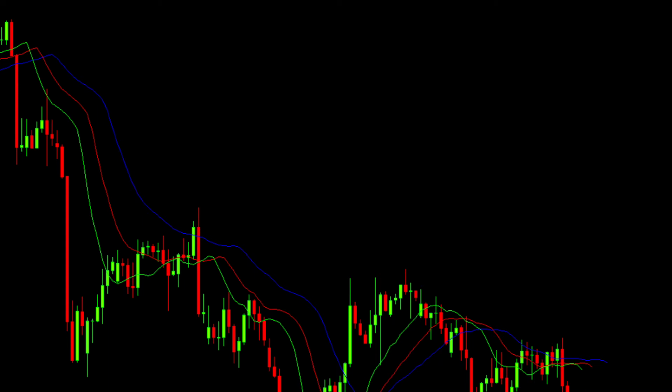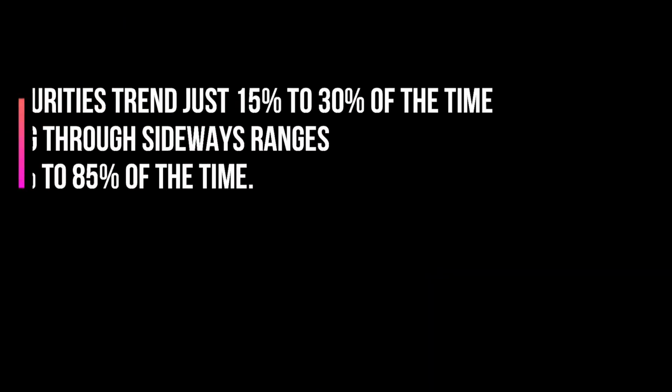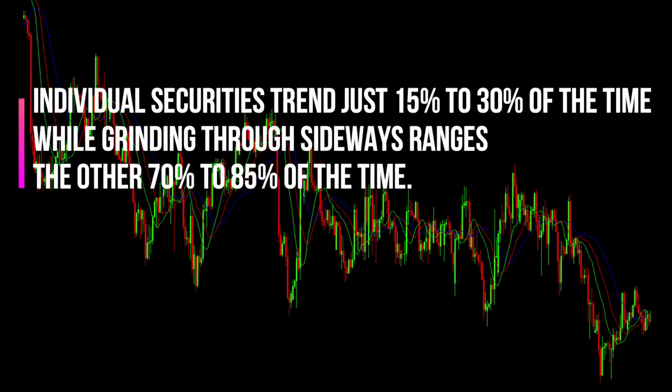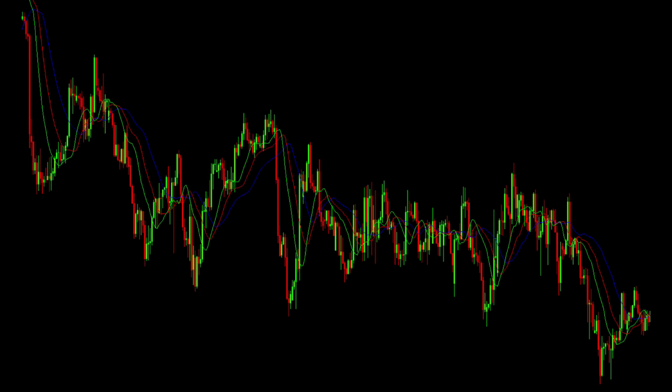Bill Williams, a famous trader, developed the trend-following Alligator indicator. It follows the premise that financial markets and individual securities trend just 15% to 30% of the time while grinding through sideways ranges the other 70% to 85% of the time. Williams believed that individuals and institutions tend to collect most of their profits during strongly trending periods.